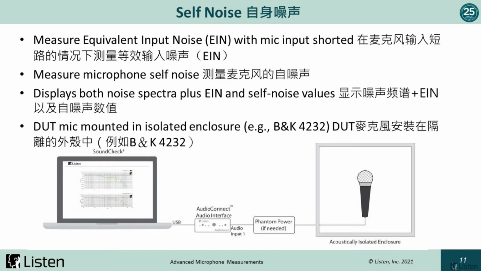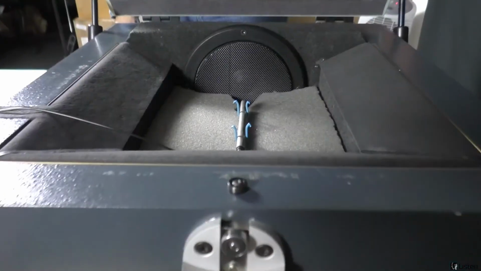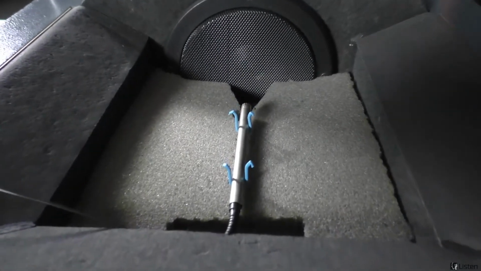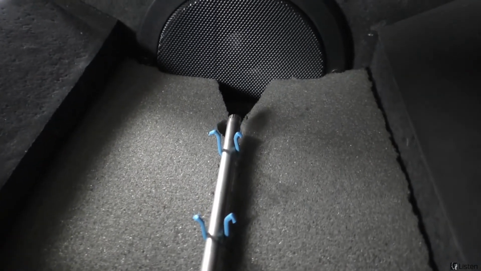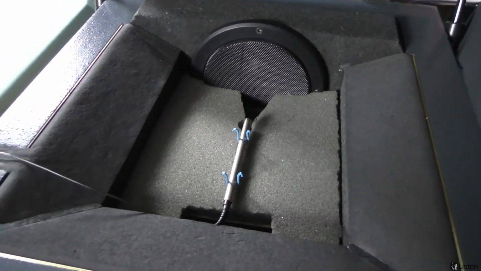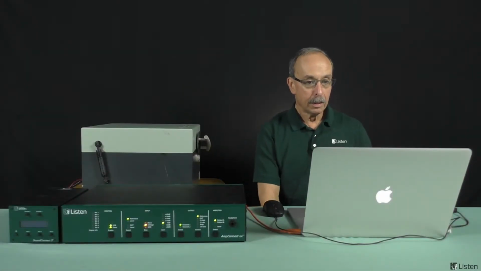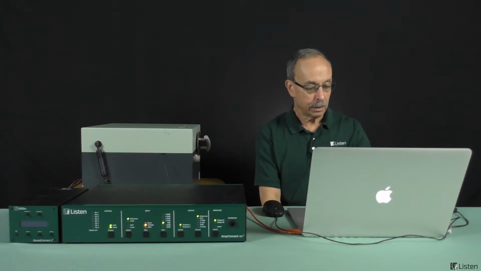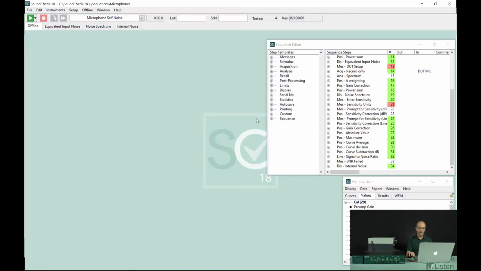And the important thing is to have the dot microphone mounted in an isolated enclosure like this B&K 4232 here, or inside of an anechoic chamber. But definitely one of the prerequisites here is to do this in a very quiet, controlled environment. So let's go back over to SoundCheck, and let's run our sequence.